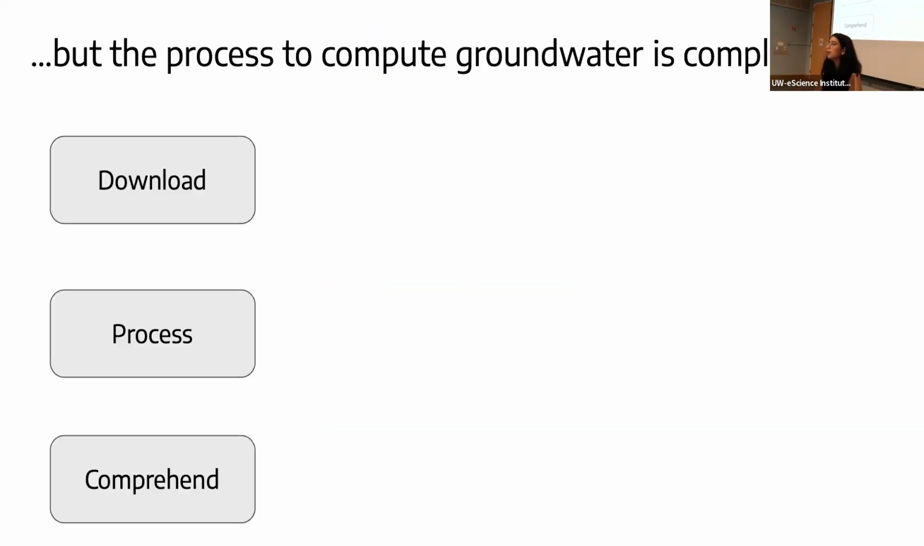But the process to compute groundwater is complicated. To use any data, there are 3 steps that are involved. You have to download the data, you have to process the data, and you have to be able to interpret the data. There are challenges involved in every step with these data sets.